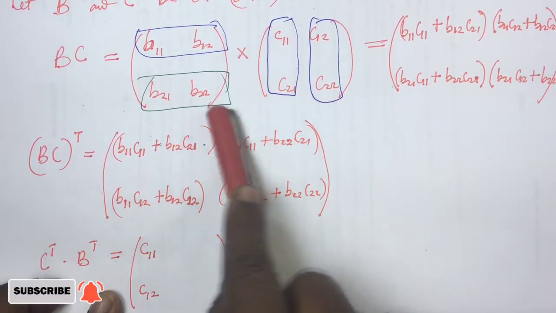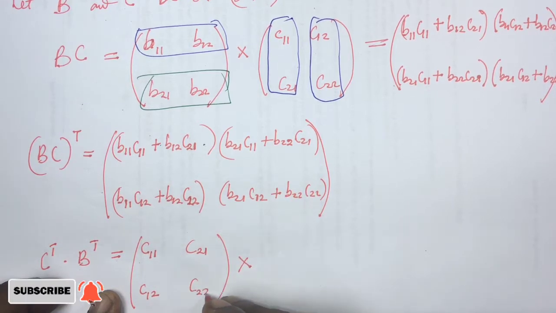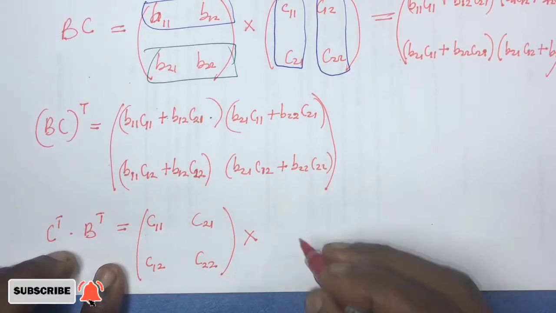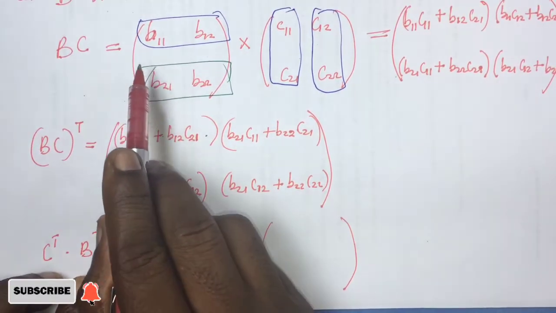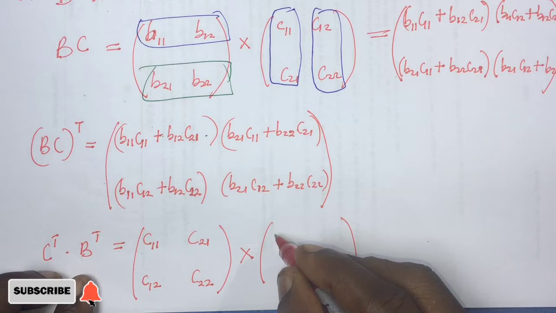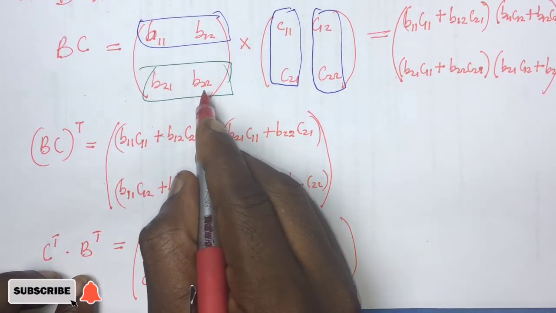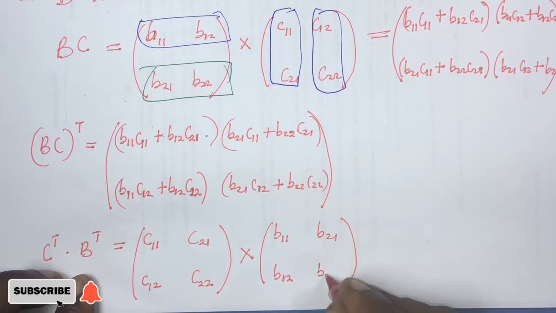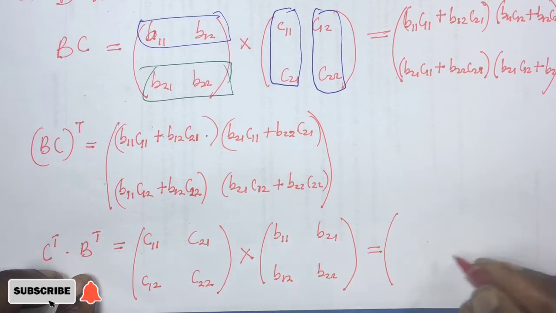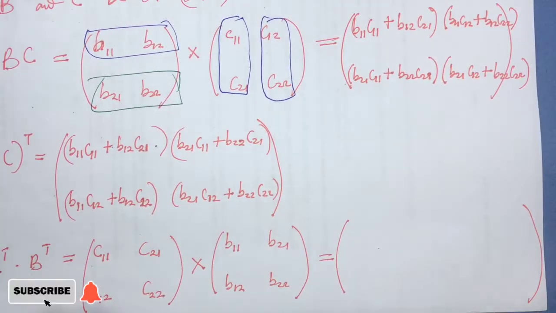Writing this row C21, C22 to become a column, it becomes C21, C22. Then bring the matrix B transpose here. Now the matrix B is this. B11, B12 was a row, it becomes a column here. B11, B12, B21, B22, which was a row here, becomes a column. Now if you multiply, that will give us a result, and we want to compare whether the results are the same. So let's multiply and see.